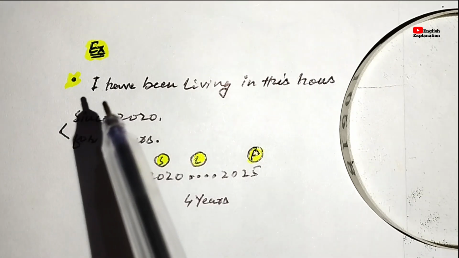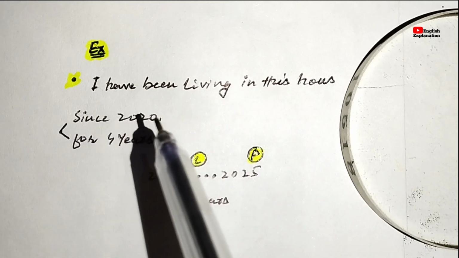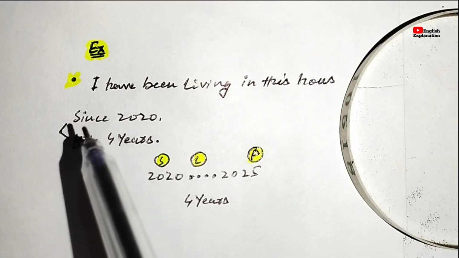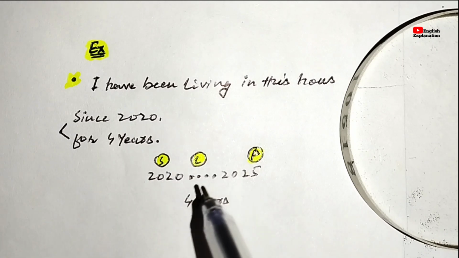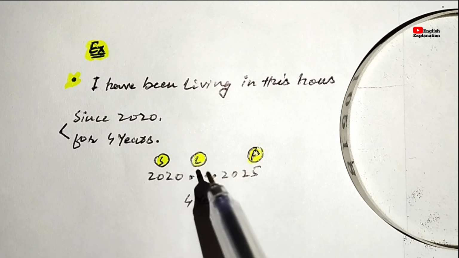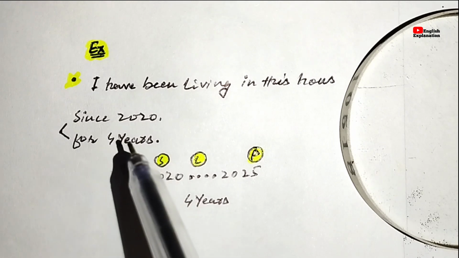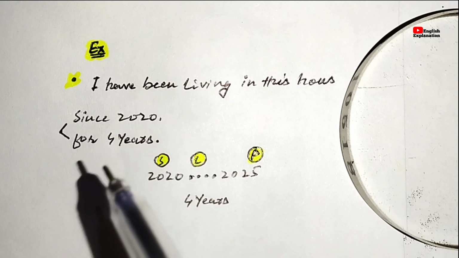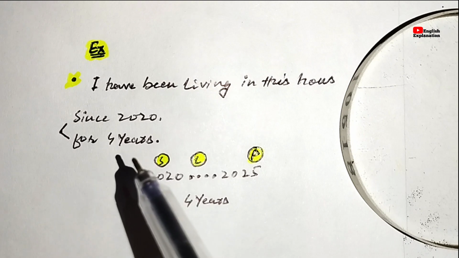So here you can see I have been living in this house since 2020. We are talking about a starting point, so we are using since here. But then we talk about length of time. Here you can see between them we have a length of time, a time period, a duration of 4 years. So we will use for. It can be a bigger time period or a smaller one. It can be 1 second or 2 minutes or years. I hope you got it.